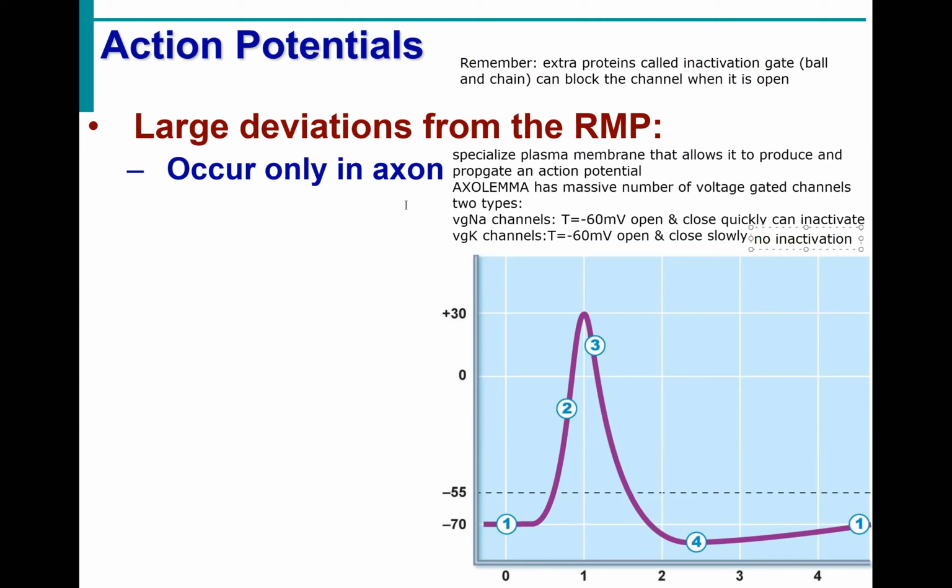So that is what's special about the axon, that it has those voltage-gated channels, massive, massive numbers of these voltage-gated channels. And there are two types of them. Our voltage-gated sodium, which open and close quickly, and our voltage-gated potassium, which open and close slowly. Sodium have three states, open, closed, and inactive. Potassium have two, just open and closed, because sodium has that ball and chain inactivation gate, and the potassium ones do not.